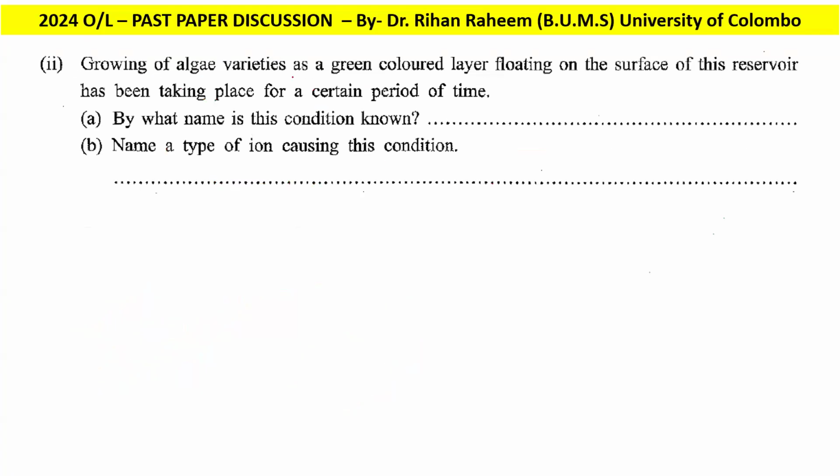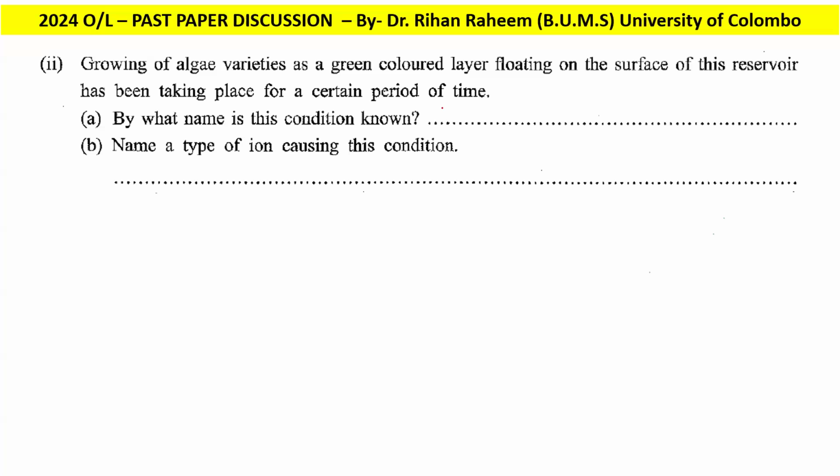Next one: growing of algae varieties as a green colored layer floating on the surface of this reservoir has been taking place for a certain period of time. Now they are approaching eutrophication. By what name is this condition known?